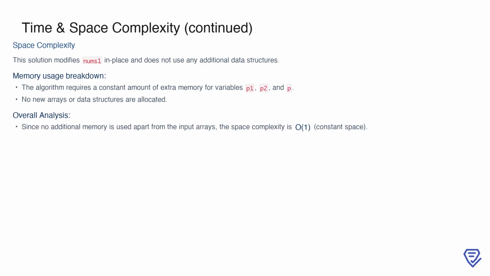The space complexity of this solution is minimal because the algorithm modifies nums1 directly without allocating any additional data structures. To break it down, the solution only uses a constant amount of extra memory for a few pointers, p1, p2, and p. These pointers are used to track positions within the arrays during the merge process. Since no new arrays or other data structures are created, the memory usage does not increase with the size of the input. As a result, the space complexity is constant, or O(1). This efficiency is a key advantage of the in-place approach used by the solution.